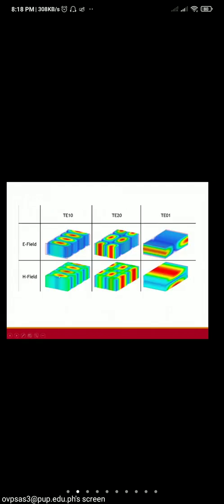And this is another dimension, as viewed in our 3D system. We have the electric field view for the TE10 mode and the magnetic field view. And this is the TE20, so there are two. Then here, the TE01 shows the magnetic field view. So here is another view in terms of the magnetic field.